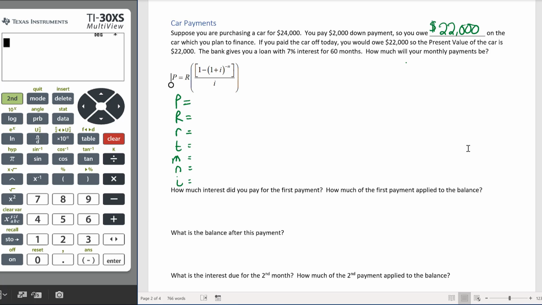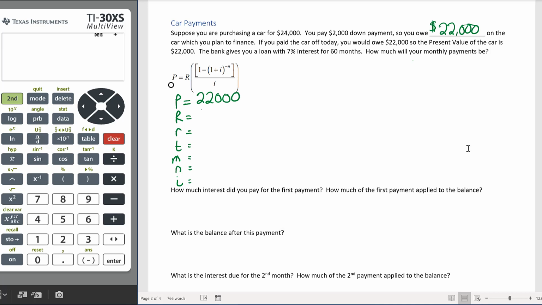But you don't have $22,000, so you have to go to the bank, which gives you a loan with 7% interest rate for 60 months. And you want to know how much your car payments are going to be. Okay, so let's go ahead and use our formula. We have P, which is the present value, and which is $22,000. That's how much the car is worth today. That's how much you're financing.